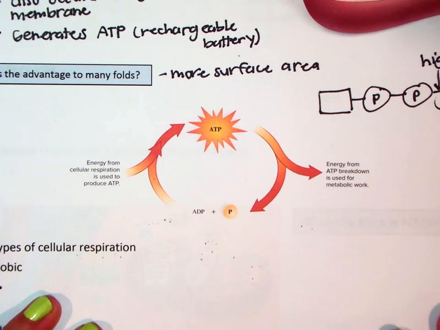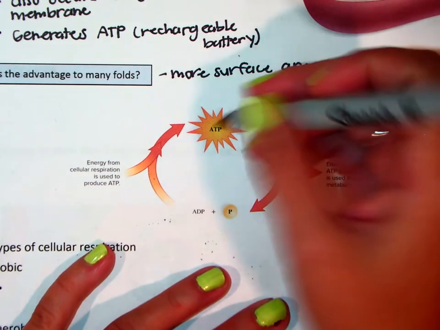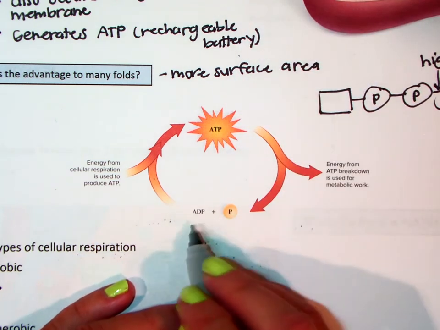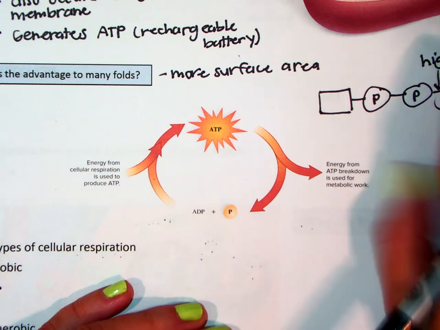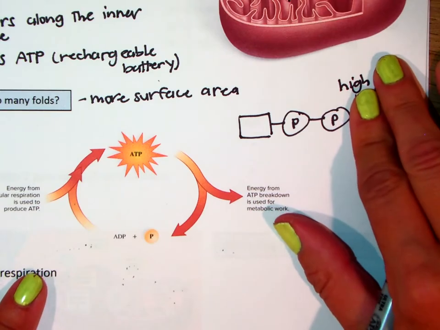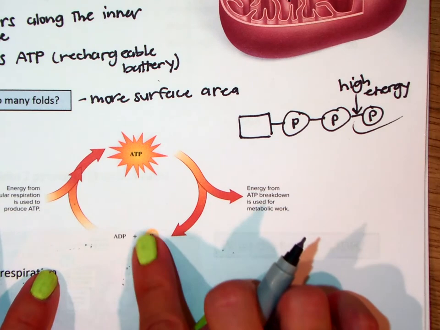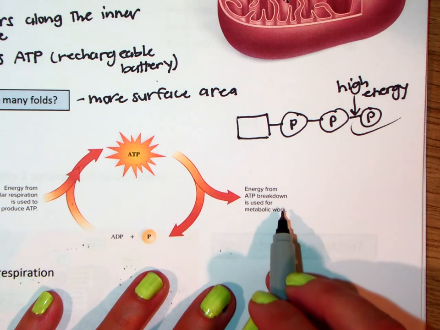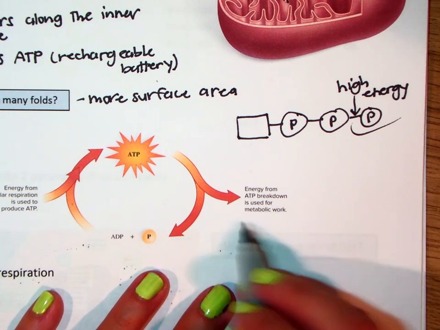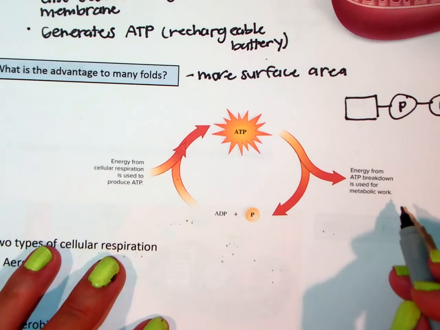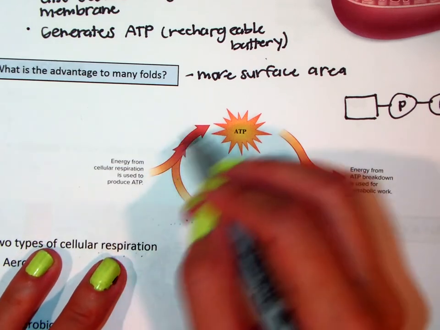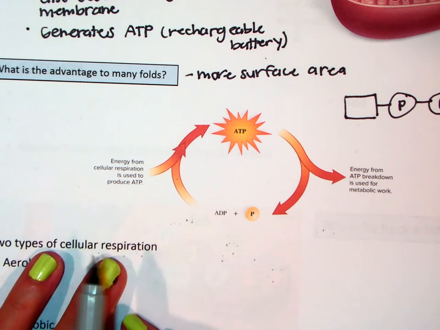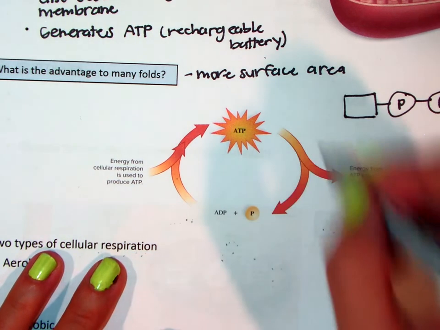So when we say ATP is like a rechargeable battery, so we have ATP, and that gets broken down into ADP, so adenosine diphosphate, so we're cutting off this last one here, plus the phosphate that you removed. And doing that, energy from ATP breakdown is used for metabolic work. Then these parts are going to be used again to make ATP using the energy from cellular respiration. So this goes in a cycle.